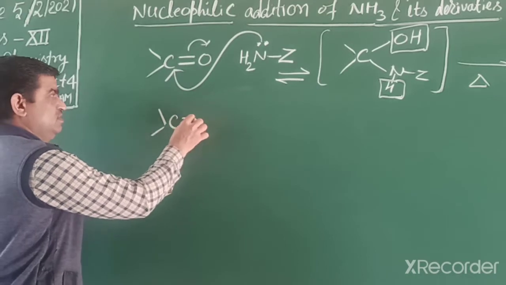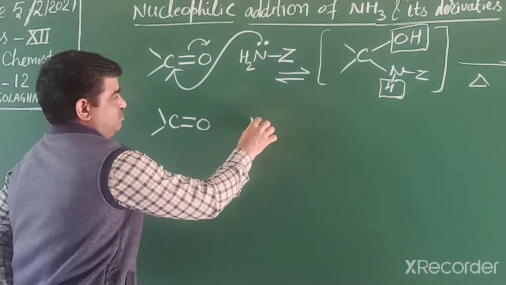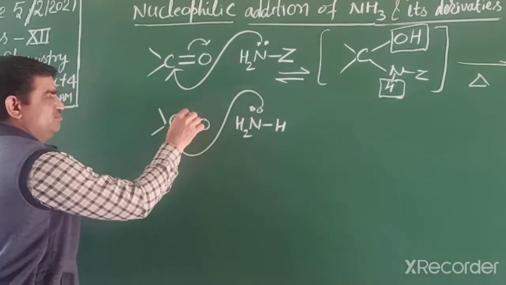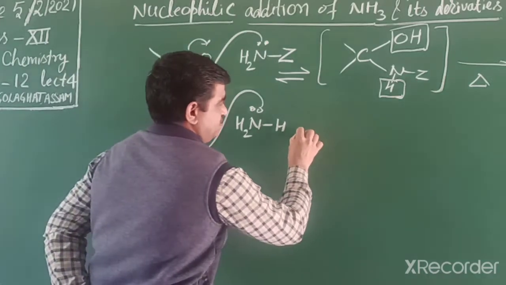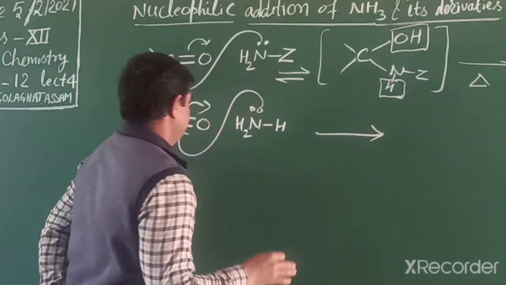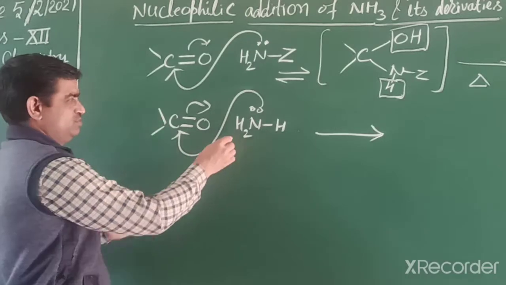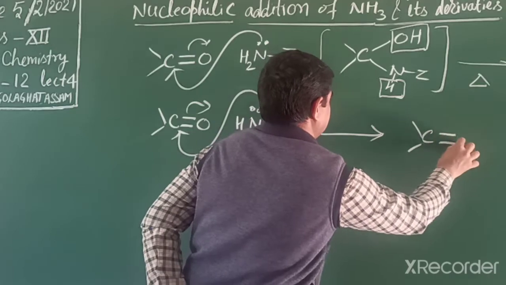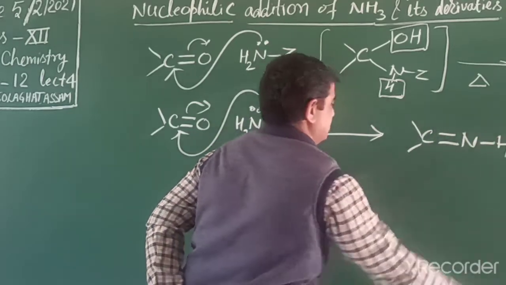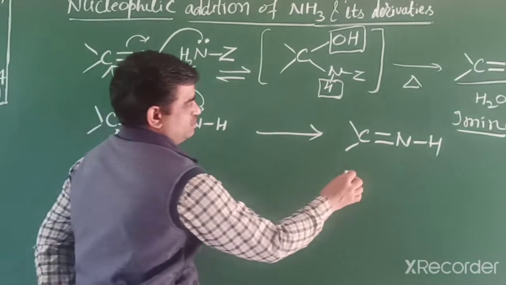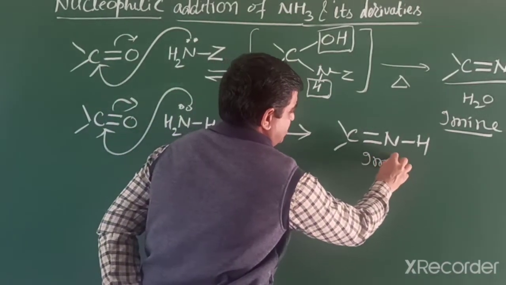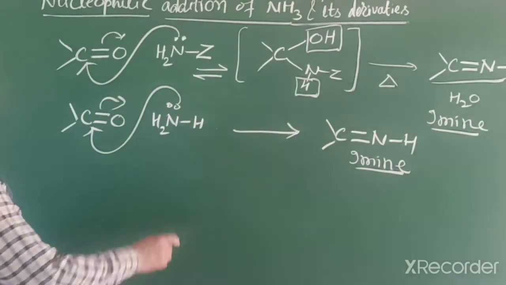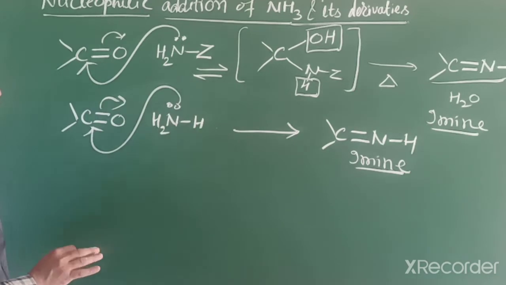When reacting with ammonia, we can write ammonia in this way. It attacks the carbonyl, and we can write the whole reaction in one step by removal of a water molecule. Ultimately the product is this, with NH. This compound is known as imine. Ultimately a water molecule is released.